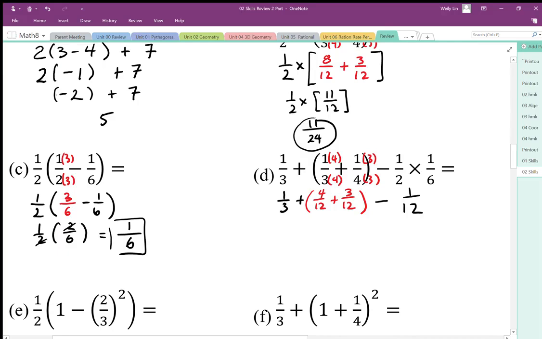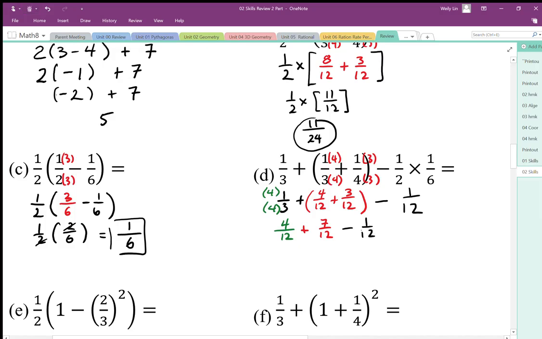Now all I'm doing is adding fractions. Really, this bracket's really not doing a whole lot. It just means that I've got to get a common denominator here anyways. So I'm going to get a common denominator here, times 4 times 4. So I end up with 4/12. Plus, I'm going to add these together, I get 7/12, and then minus my 1/12.